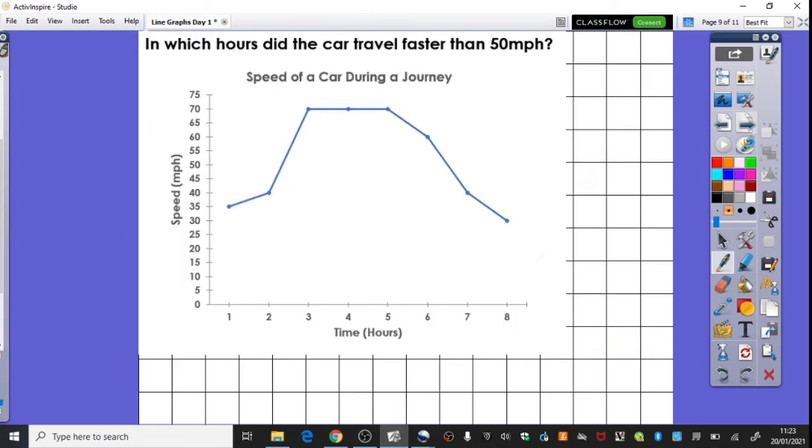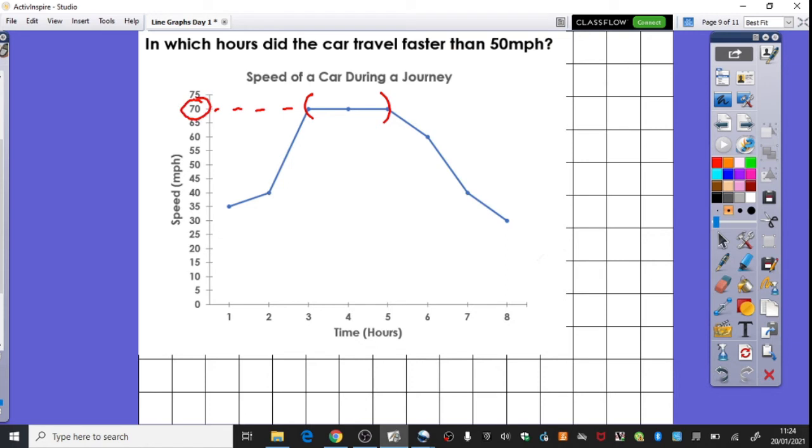In which hours did the car travel fastest? So this time, it's still a car journey, but slightly different. We're looking at hours along the bottom, and this time we've got speeds in miles per hour, going up in 5 mile per hour increments. So we're looking for the top speed. I can see the top speed is roughly from here to here, and this is where I would say the car's going about 70 miles an hour.